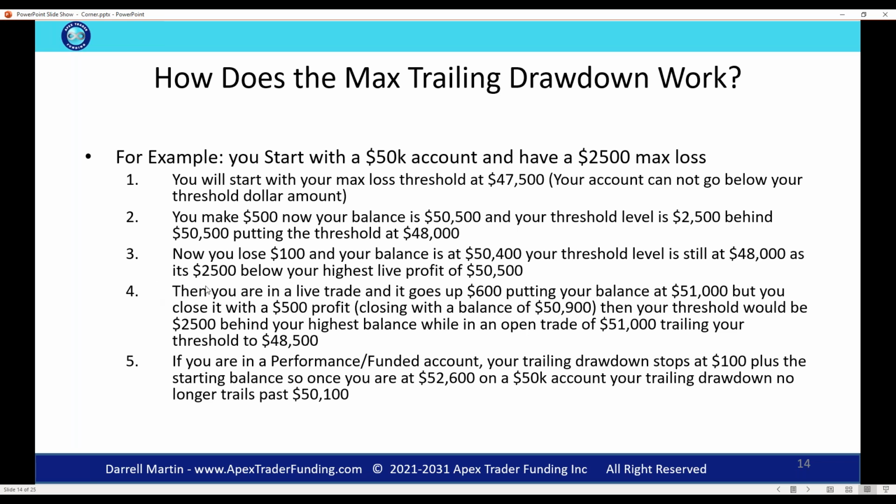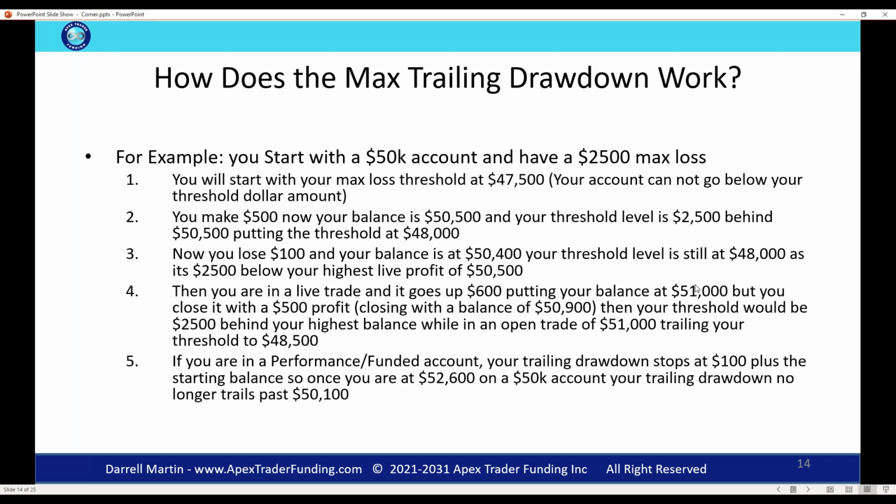Now, here's the key right here. This is the key. And if you understand this, and again, just watch the video, I literally show how to, watch it in live trade. This is 95% of passing this right here. Let's say you're in a live trade, and while you're in that trade, you're up $600 in profit. Okay? So now your balance is like 51,000.